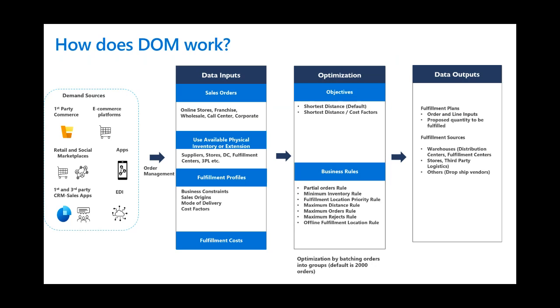Now, on my screen, as you can see, I've created three different buckets here for data inputs, optimization, and outputs. Data inputs is nothing but the sales orders that we get from the various sources. It can be first-party e-commerce, that is D365 e-commerce, or any third-party e-commerce channels, or it can come from EDI or any CRM or any other sources through integration into finance and operations. So at the end, it lands into finance and operations as a sales order.